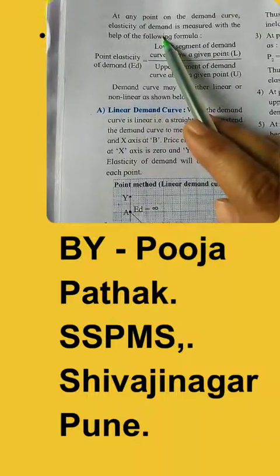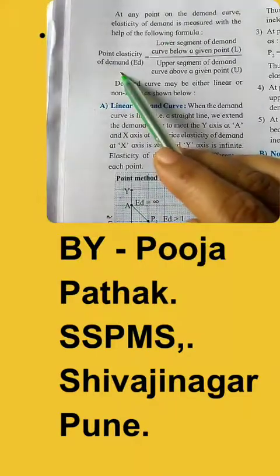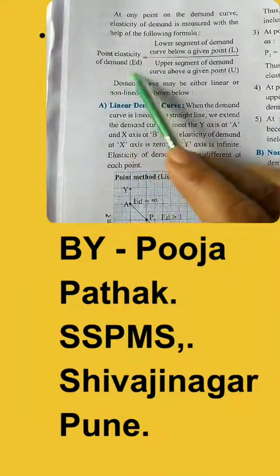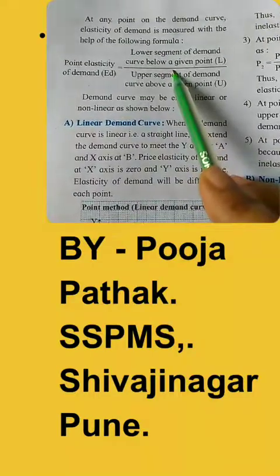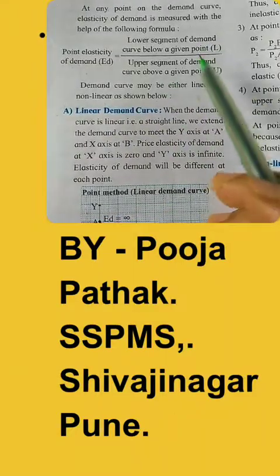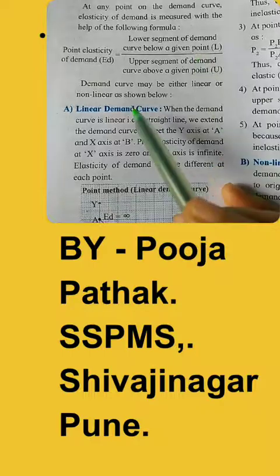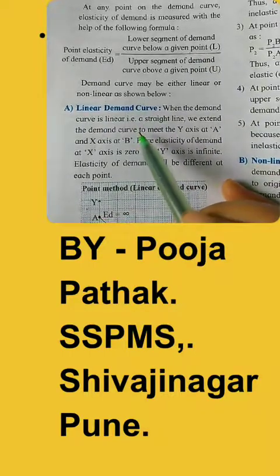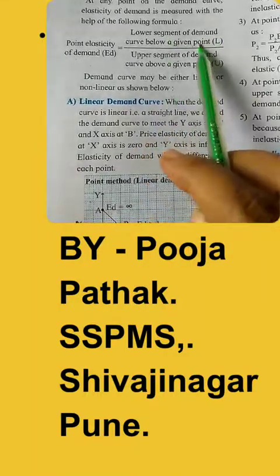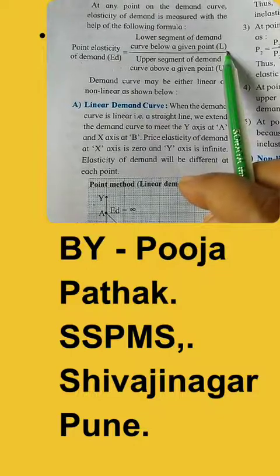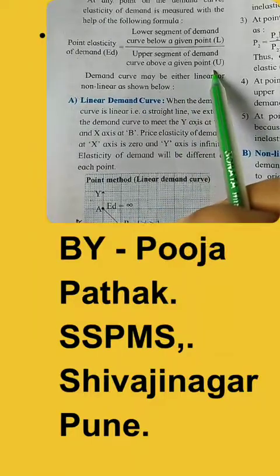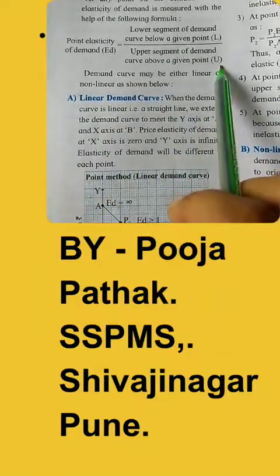Now over here he has given a formula to calculate point elasticity of demand. What is the formula? Point elasticity of demand, which is ED, is equal to the lower segment of the demand curve below a given point. Lower segment means you will be drawing a demand curve, you will be giving a point to it, and the part below will be called the lower segment of the demand curve below a given point, which will be called L, divided by the upper segment of the demand curve above a given point, meaning above that point, whatever it is, it will be U.